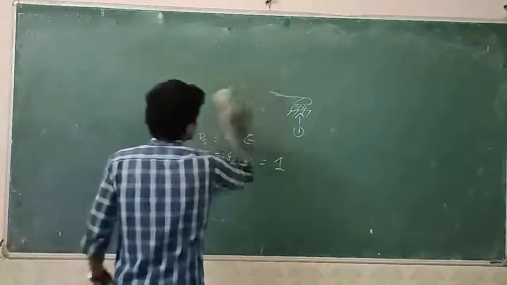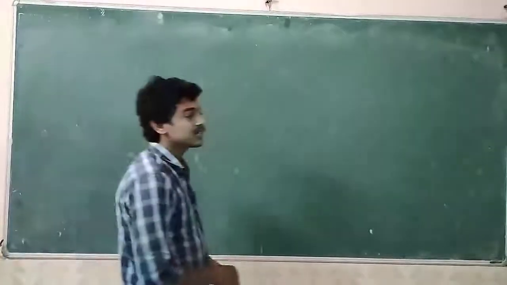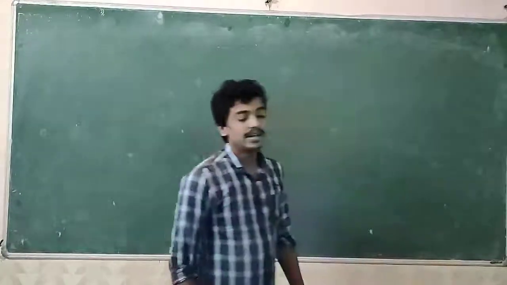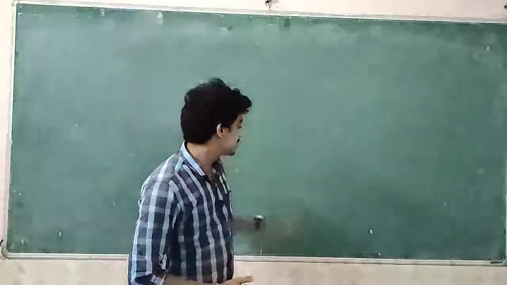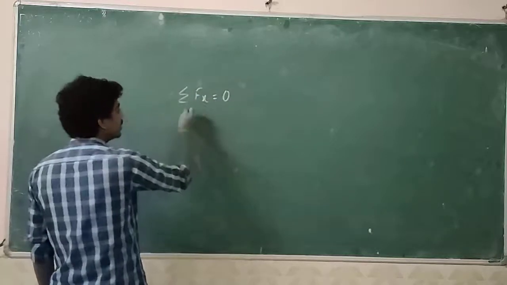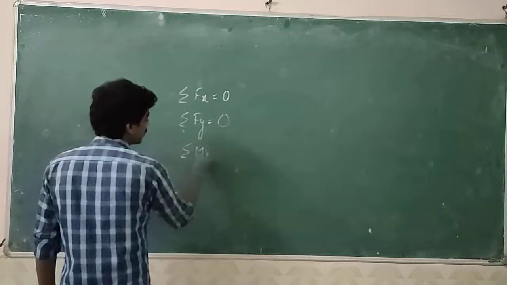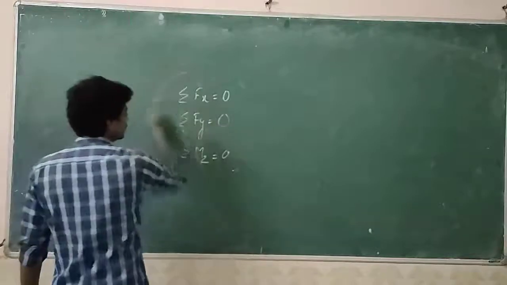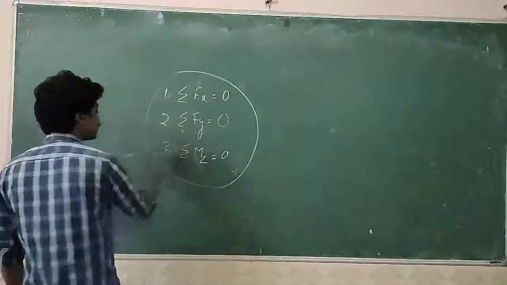So next, you can find out at least whether a structure is stable or not. Next, before going to shear force and bending moment, one thing you should know is how to find out the external reactions by using the three equilibrium equations. What are the three equilibrium equations? One is summation of horizontal forces is 0, summation of vertical forces is 0, and summation of moment about the z direction is 0. Okay, these are the three equilibrium equations.